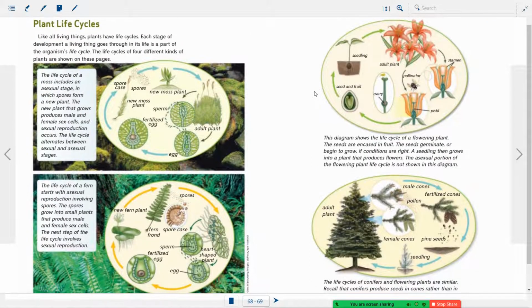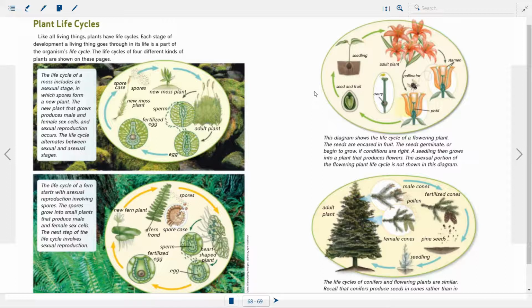Plant life cycles. Like all living things, plants have life cycles. Each stage of development a living thing goes through in its life is part of the organism's life cycle. Life cycles of 4 different kinds of plants are shown on these pages.